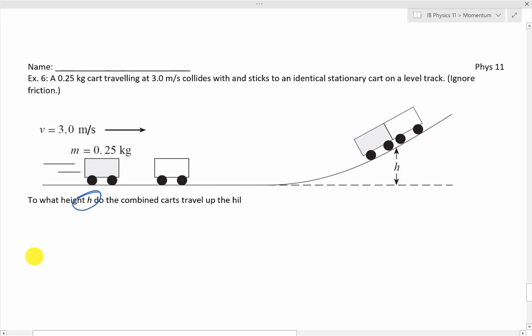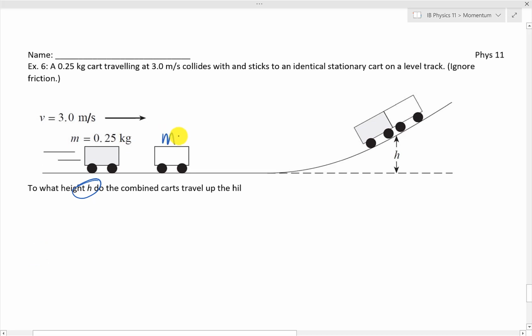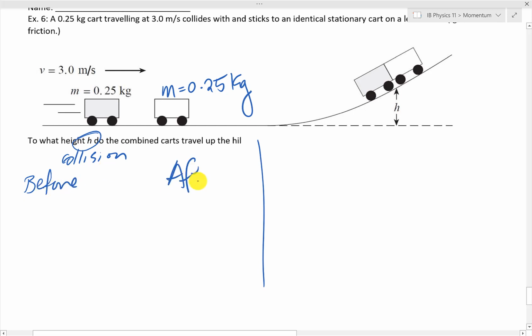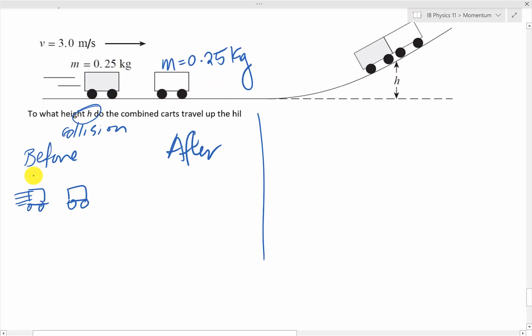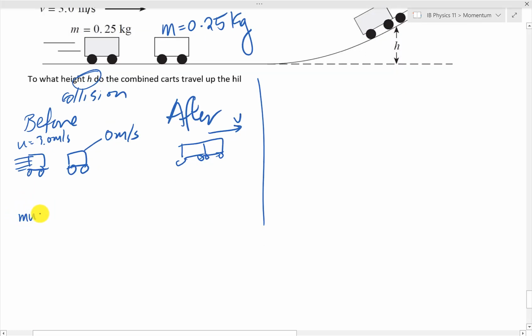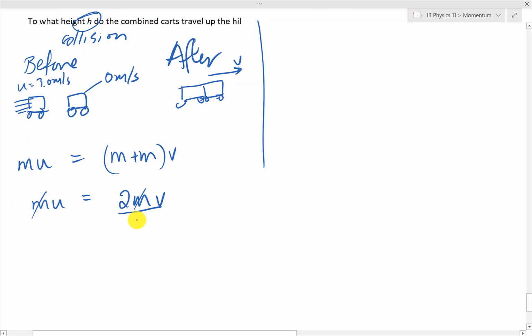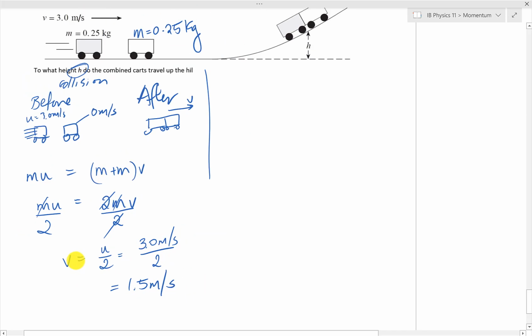Okay, we have the same mass for both the carts, in which the second one is at rest and 0.25 kilograms. So let's deal with the collision first, before and after. Before the collision, the first mass was moving at 3 meters per second. The second mass of the cart is not moving. So before the collision is just m times u. After the collision is the two masses combined times their velocity leaving. That's the same as 2m, and the masses cancel out on both sides. Then I can divide both sides by 2 to give me initial velocity of the first cart divided by 2 equals 1.5 meters per second.